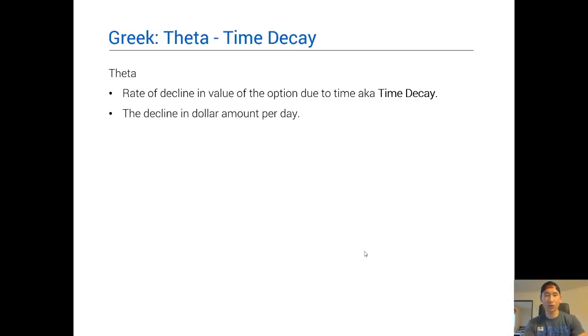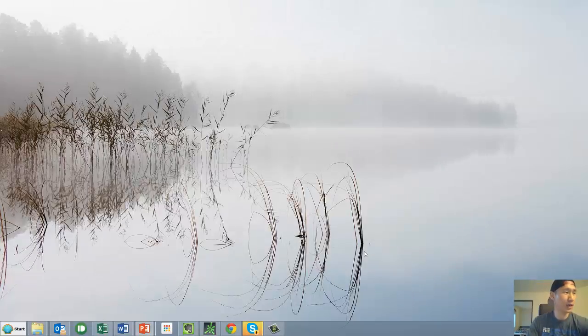There are 4 major Greeks within option trading, but theta is one of them. Theta is time decay. And what time decay is, it's really the rate of decline in value of the option due to time. And when you see it on the Thinkorswim platform, it is the decline in dollar amount per day. So let's go over to the Thinkorswim platform really quick.